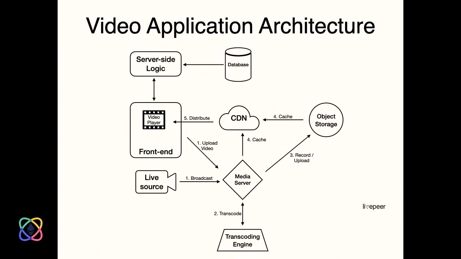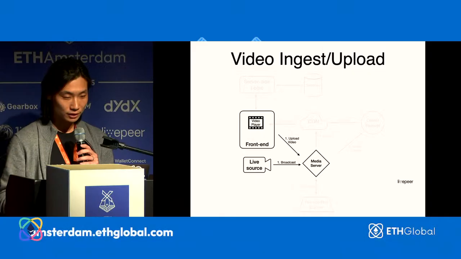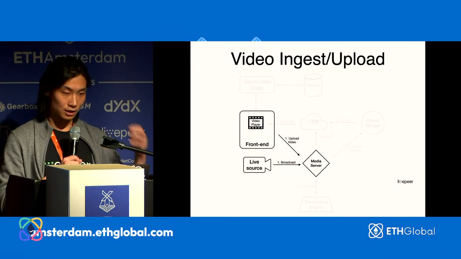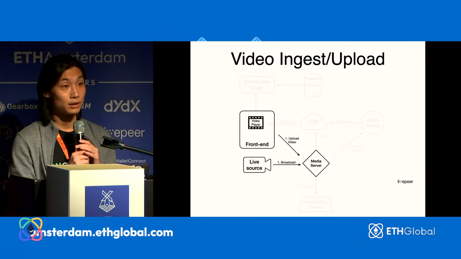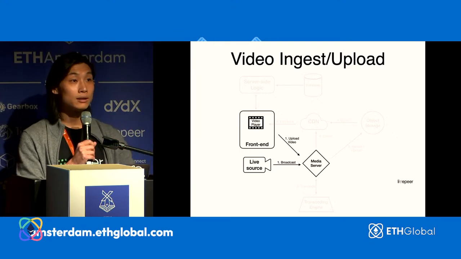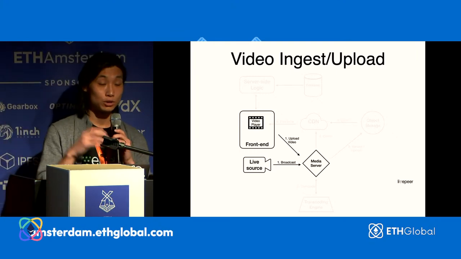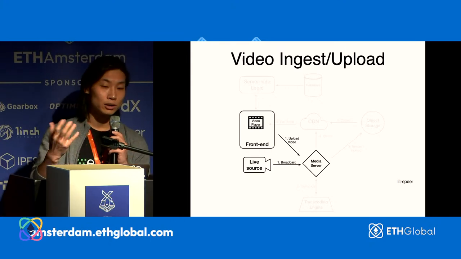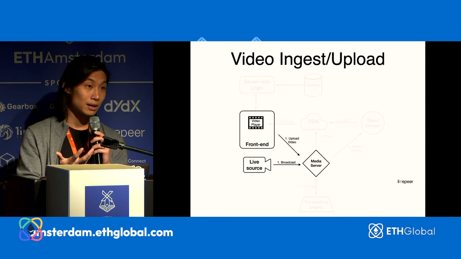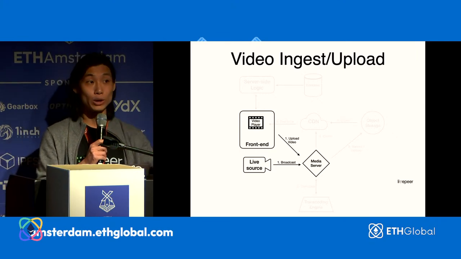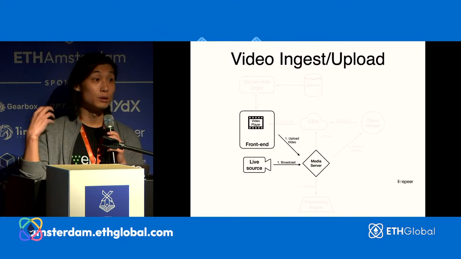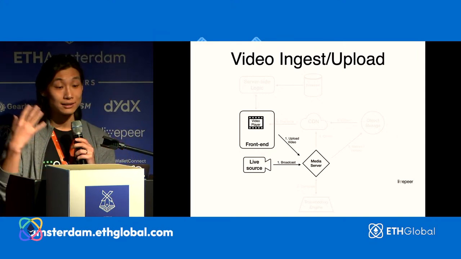Here is a typical architecture of a video application of today, where it looks a little complex. I'll go through each of the steps so it doesn't look so complex anymore. The first step is video ingest and upload. This depends on whether you're building a video on demand application, something like YouTube, where you upload a file and have it streamable by anyone on the web, or a live streaming application, more like Twitch or Facebook Live, where people are watching you in the moment as things are happening.